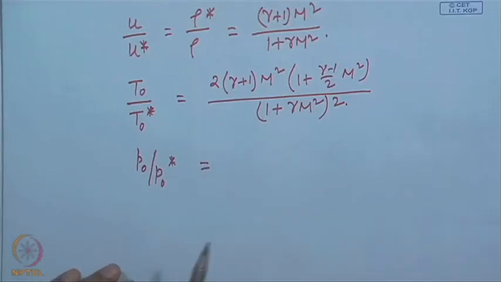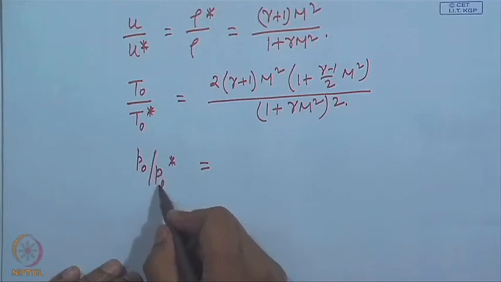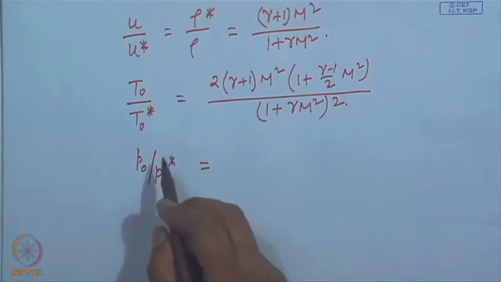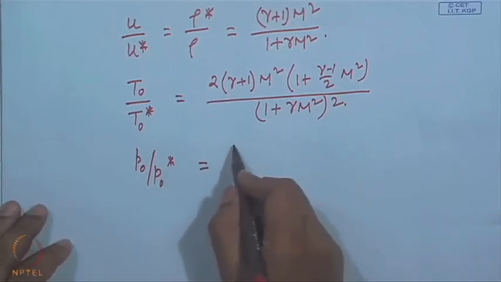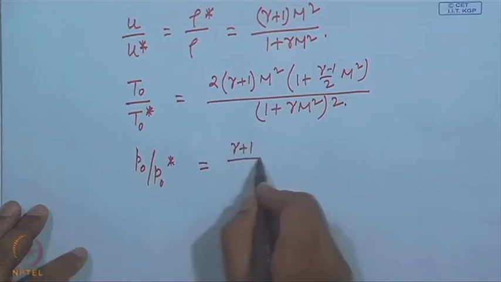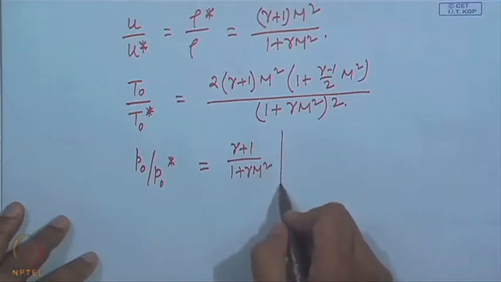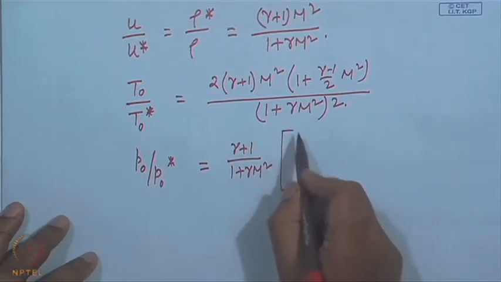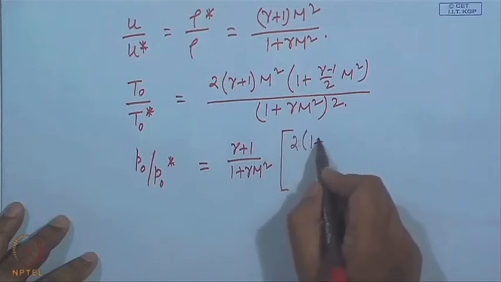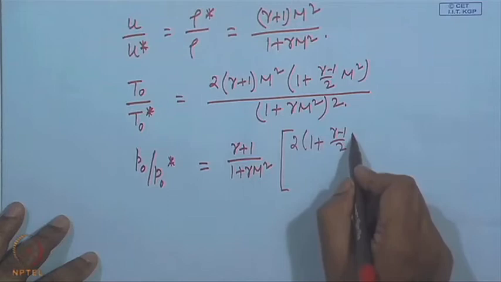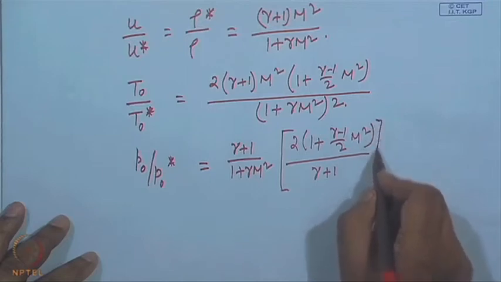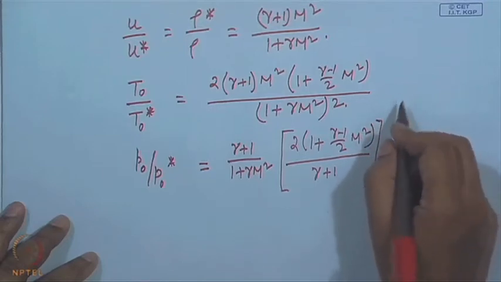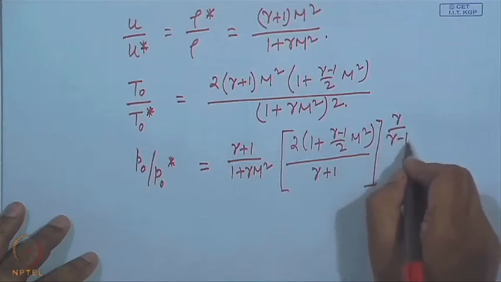The stagnation pressure ratio between two stations: one station is where Mach number is 1, the other is any other station where Mach number is M. The stagnation pressure ratio becomes gamma plus 1 by 1 plus gamma M squared, into 2 into 1 plus gamma minus 1 by 2 M squared divided by gamma plus 1, whole to the power gamma by gamma minus 1.